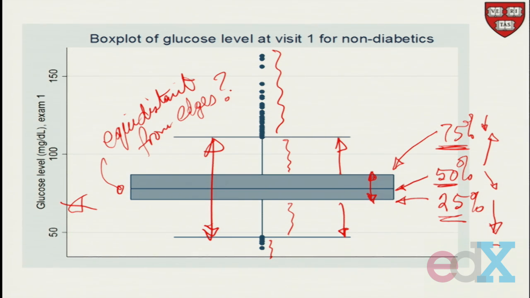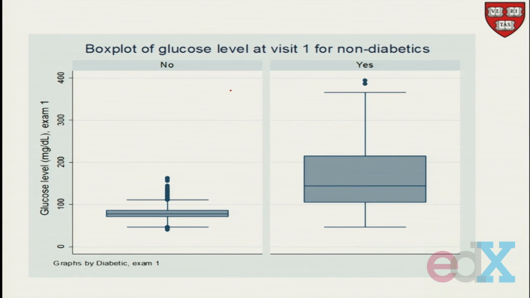So here is a summary, and it's a wonderful little summary because it gives you an idea of what's going on. And what we can do is put these things side by side. So for example, going back to our blood glucose level, here is the box plot for those who do not have diabetes, so non-diabetic. And here we have the diabetic.